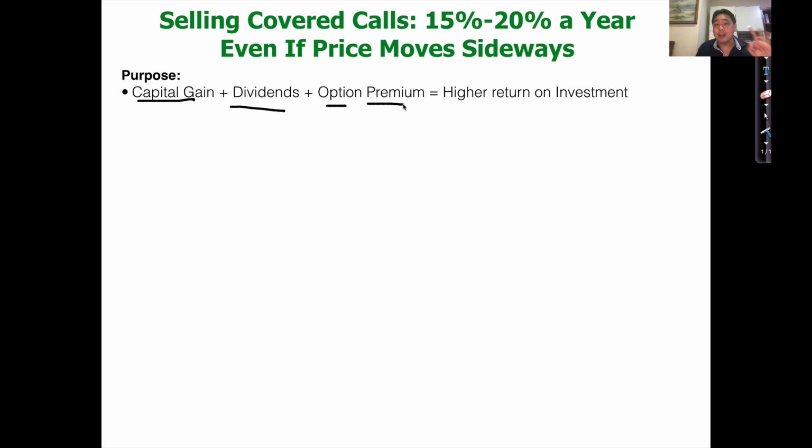So now you've got three streams of income: capital gain from the price, dividends, as well as collecting premiums by selling call options. So all this leads to a higher return on investment in your portfolio, an additional 15 to 20% return on top of your capital gain and your dividends. And that's how I'm able to generate up to 50 to 60% return on my investment portfolio almost every single year. And you can watch this on my monthly video updates on YouTube. So let's take a look at an example of how this works.